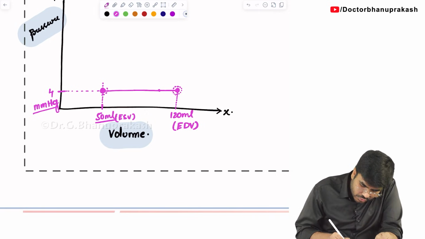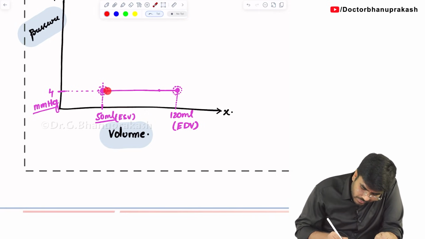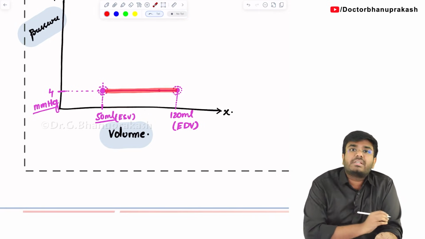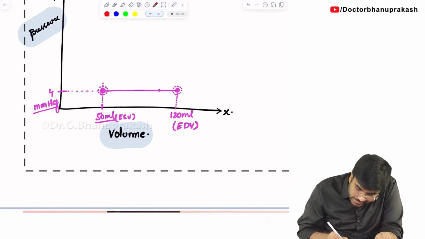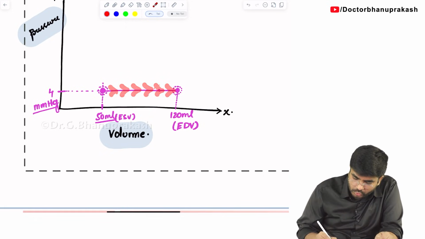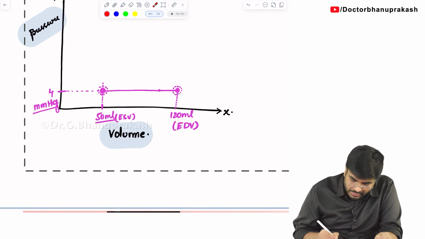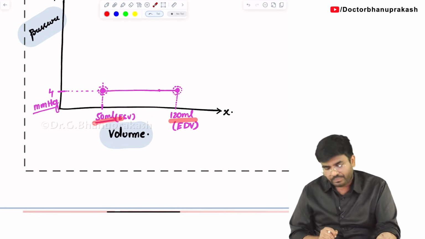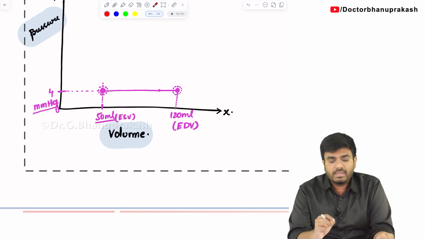Here this is end-systolic volume. So yes, now tell me what is this pink color line representing? The pink color line is volume change. The volume in the ventricle is increasing from 50 ml to 120 ml. So this is the volume change.